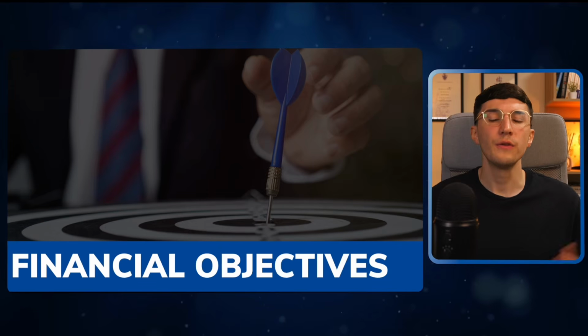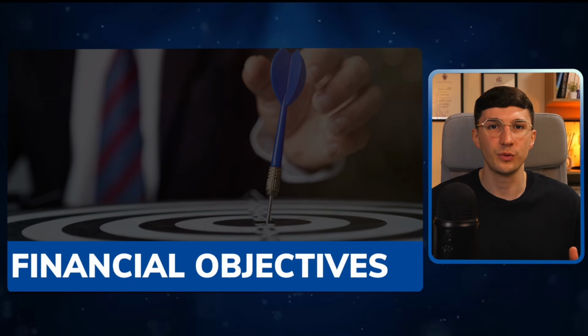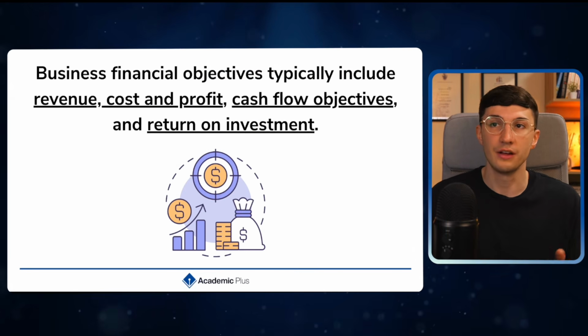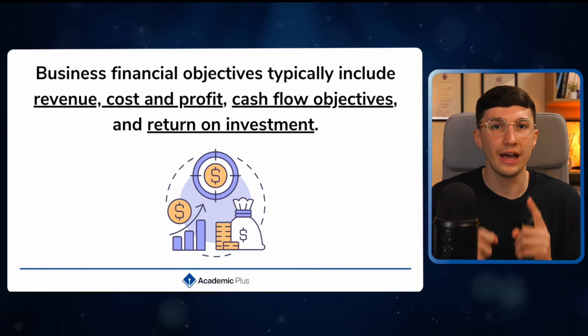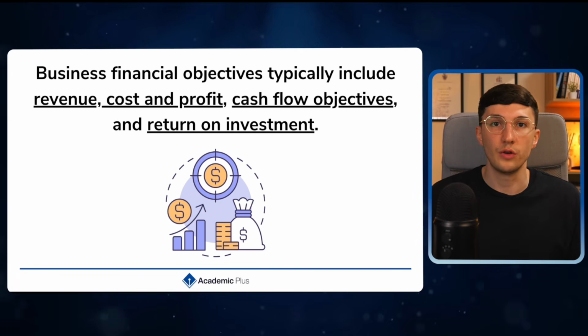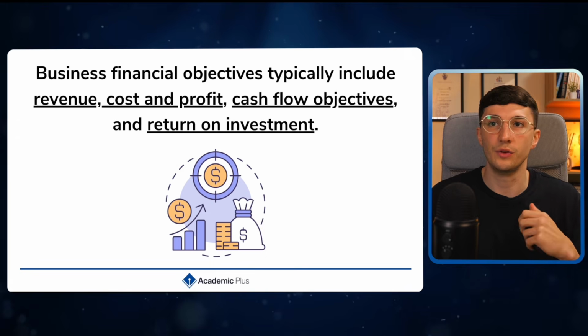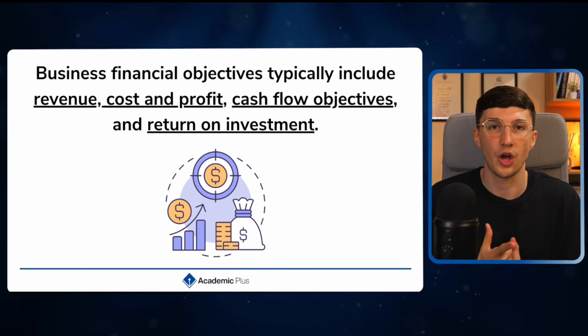Let's get into it. The first topic that we're going to take a look at in this revision video will be the different financial objectives that a business may set. Now, there's a couple of different ones that we'll take a closer look into. That will include objectives about revenue, our costs and profit. We'll also look at different objectives around cash flow and return on investment.